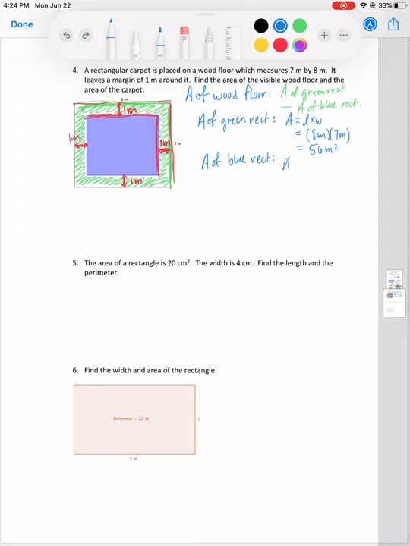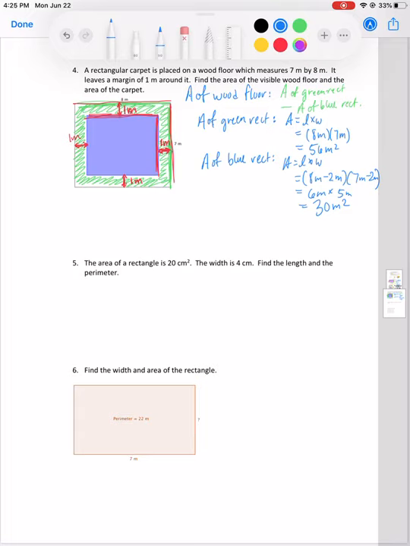So we're going to do area is equal to length times width. We have to subtract off the units. So the length will be 8 meters minus 2 meters. The width will be 7 meters minus 2 meters, which is equal to 6 meters times 5 meters. That's equal to 30 meters squared.